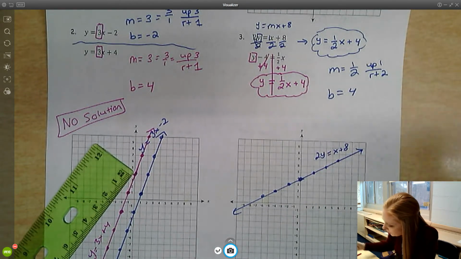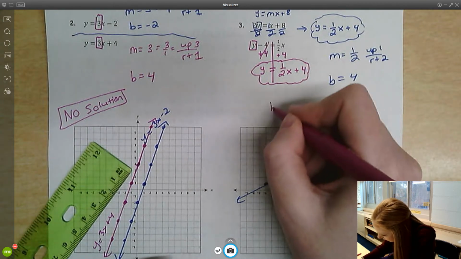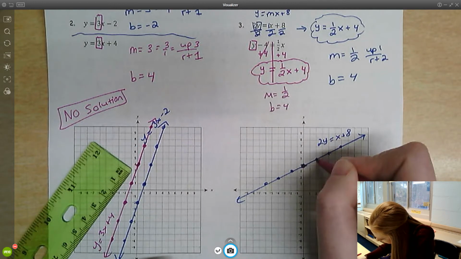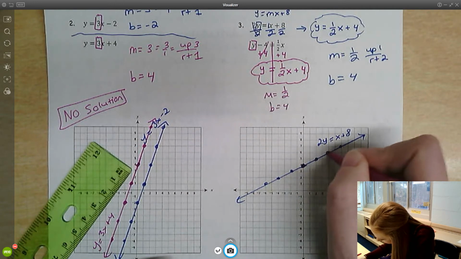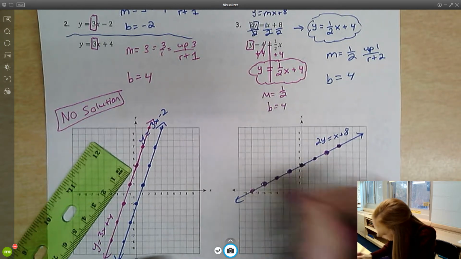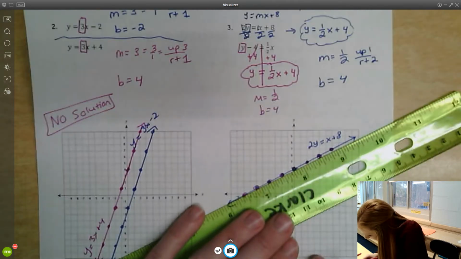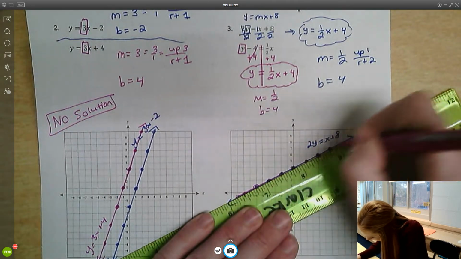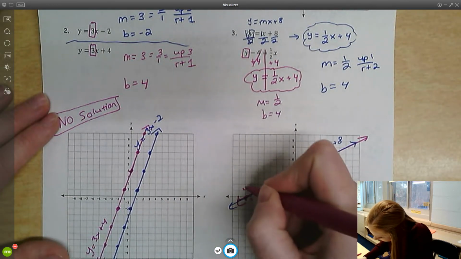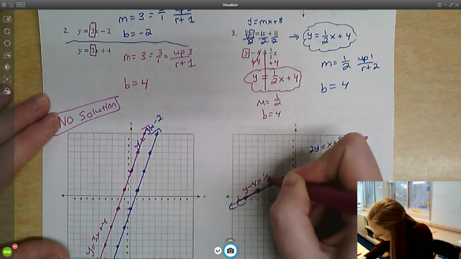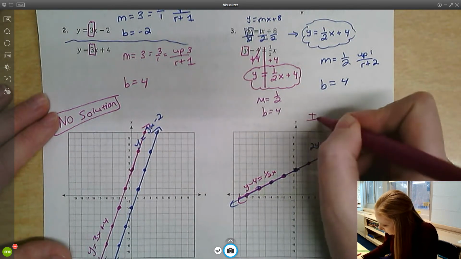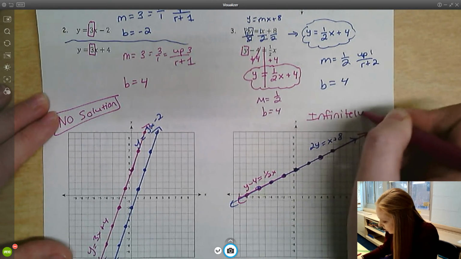And then when we go to graph the one in pink, I begin at 4. And my slope is 1/2 again. 4, up 1, right 2, up 1, right 2, up 1, right 2, down 1, left 2. It's the same line. If I trace it in pink now, it's just going to be on top of each other. Label it. This was y minus 4 equals 1/2 x, right? We label it with the original. This is an example where we have infinitely many solutions. It is the same line on top of each other.